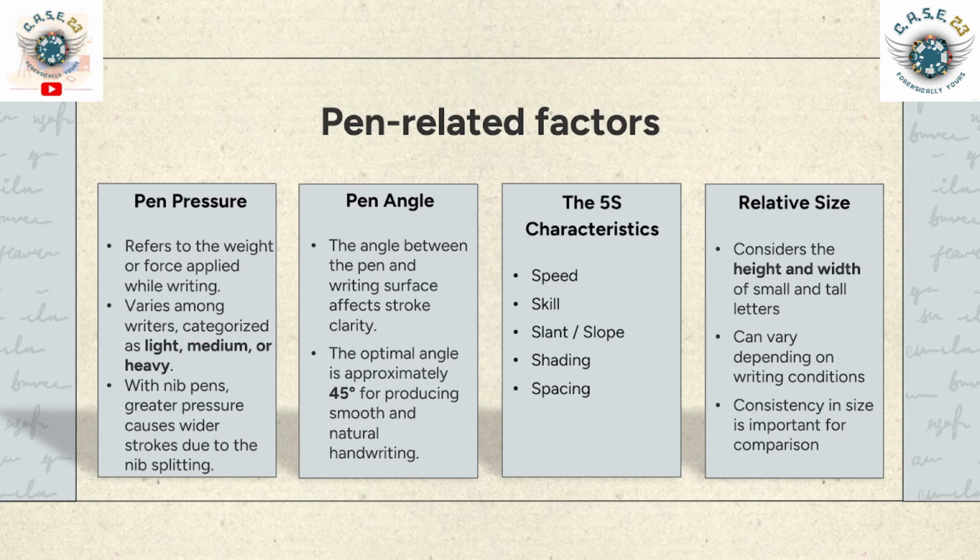Is it regular or random? Now these all are the five S characteristics that are analyzed together. Then the last point is relative size.